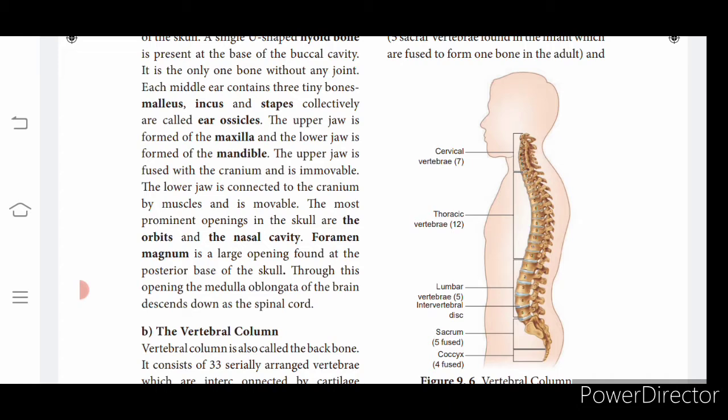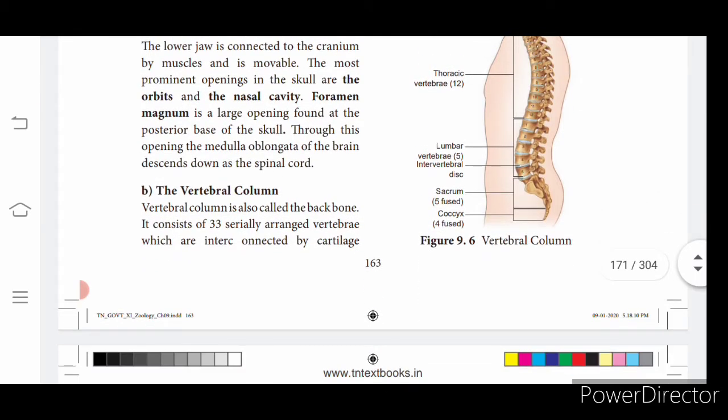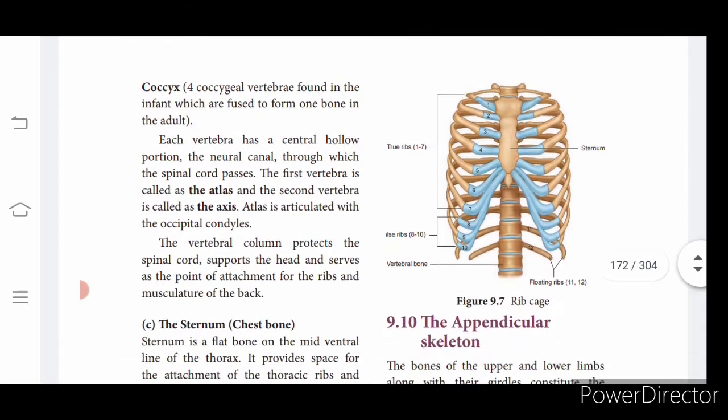Cervical, that is the neck region, has 7 bones. Then the thoracic region. The abdominal region is the stomach region. Above that there is a region called the thoracic region, where the heart and the lungs are present. There we have 12 vertebrae. Then you come to the lumbar region, the lumbar vertebrae, then sacrum and coccyx. That makes the total vertebral column.